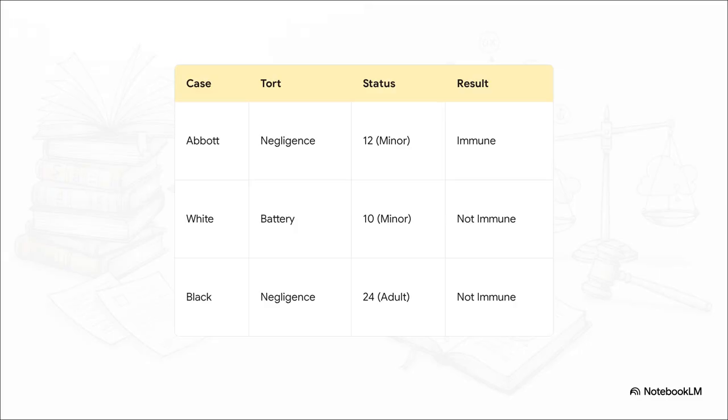Let's try charting this out using parental tort immunity as an example. This visual charting method is literally what practicing attorneys do to map out complex multi-case strategies. Consider the Abbott case. It's a negligence suit, involves a 12-year-old minor, and the father is immune. Now compare that to White. In intentional battery, a 10-year-old minor, and the father is not immune. Finally, look at Black. Negligence, but a 24-year-old adult and the father is not immune. By lining these up, the variables dictating the legal outcome start jumping right off the page at you.